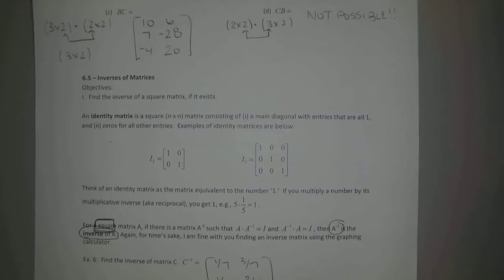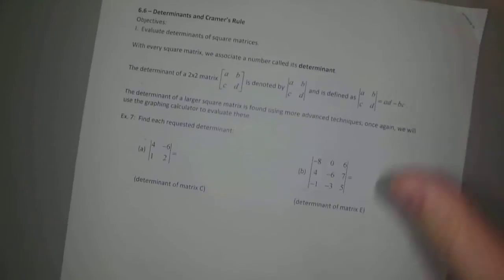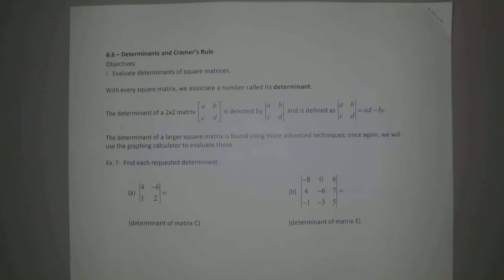Now 6.6, the last one in chapter 6. Determinants and Cramer's rule. We don't have to cover Cramer's rule in this class, so I'm not going to. So we're just going to talk about determinants.